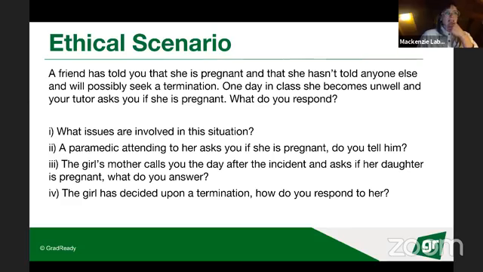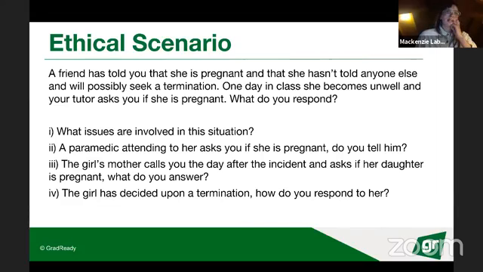For what issues are involved in this situation, the way I would think about this is to think about all the different stakeholders. First of all, your friend, who is probably the most important stakeholder in this situation. What are her concerns? Basically everything to do with her. Why hasn't she told anyone else? It's a big personal decision for her if she's seeking a termination. Is she supported in that decision? Are you able to help with that support?